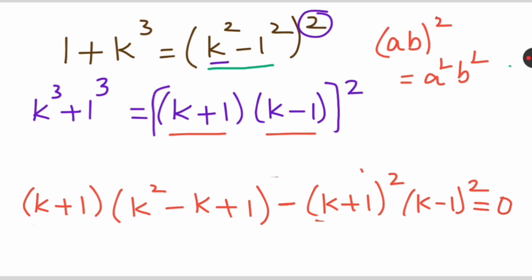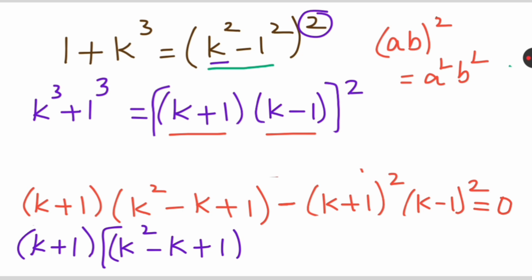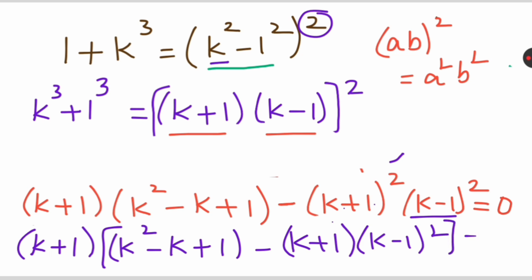Here we have a (k plus 1) whole square term and here we have a k plus 1. So let's take k plus 1 as common. We are left with k power 2 minus k plus 1, minus, since we are taking k plus 1 common, here we have a (k plus 1) whole power 2, so still we have one k plus 1 term, and then (k minus 1) whole power 2. That is equal to 0.